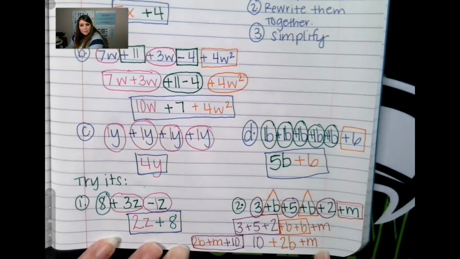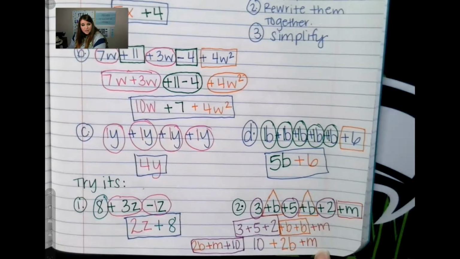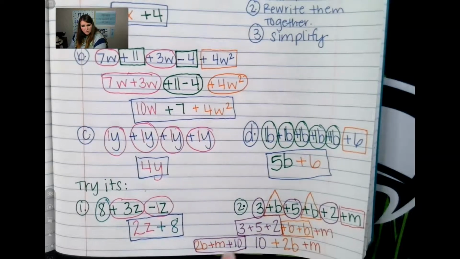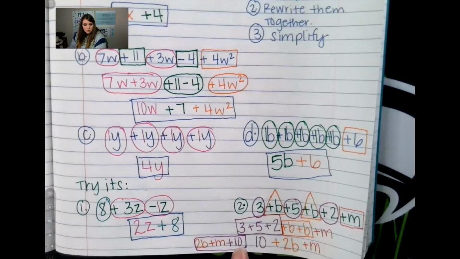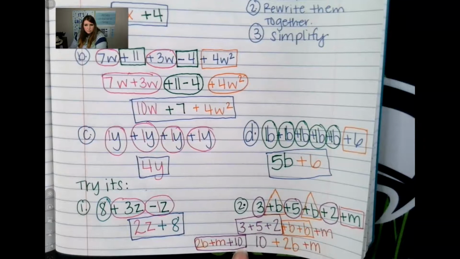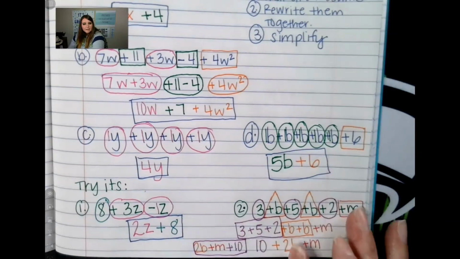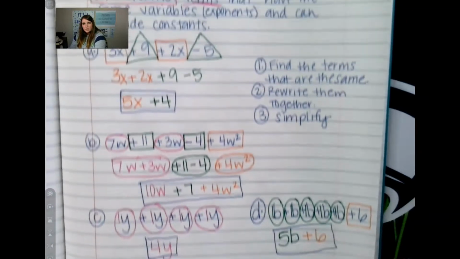Again, if you wrote it like this, that's okay. Try to get in the habit of commuting your numbers that can commute using the addition property and moving those numbers around.